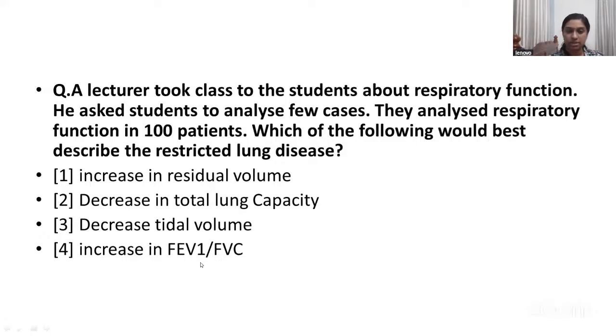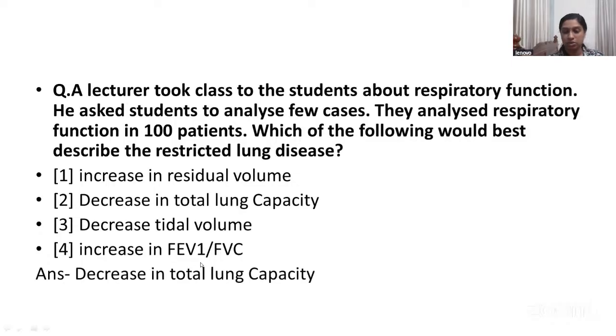So here, they're basically asking me about one thing. What is the quality of this restrictive disease? What's the thing that's happening in restricted lung disease? That's what they are asking. So the answer here is decrease in total lung capacity. So let's learn in brief about the restrictive and obstructive types of lung diseases.